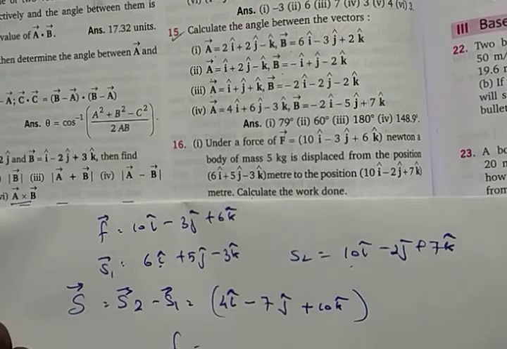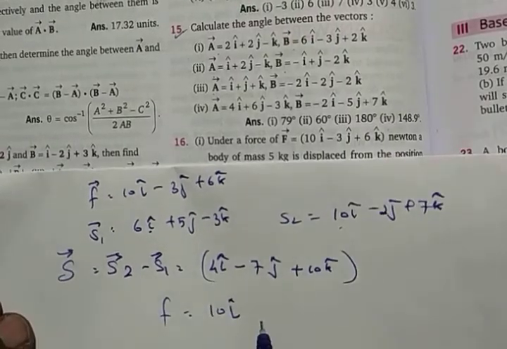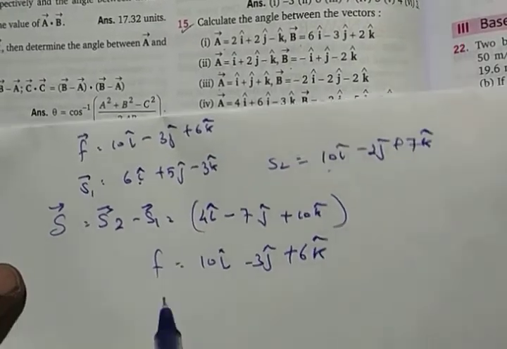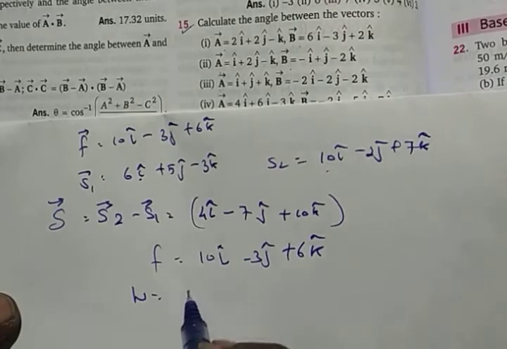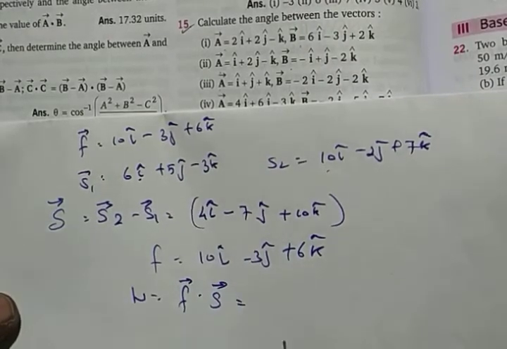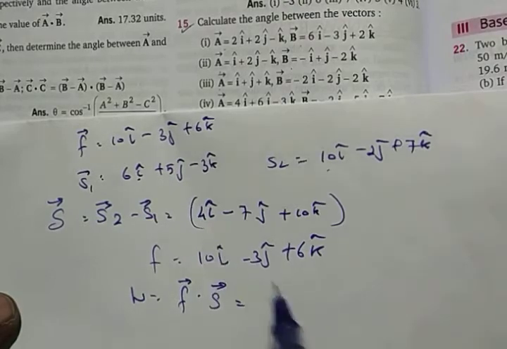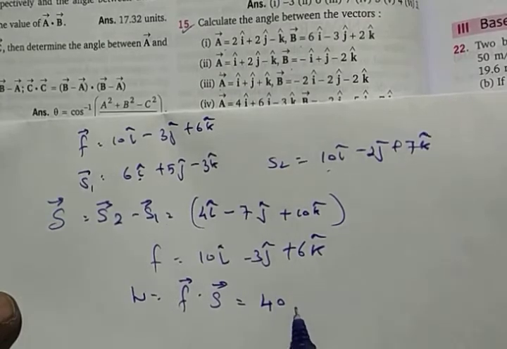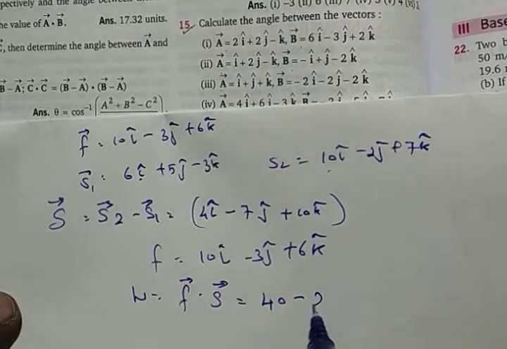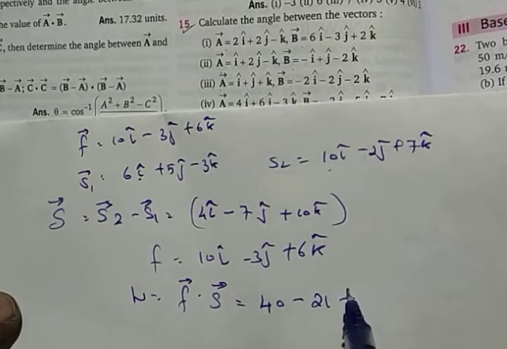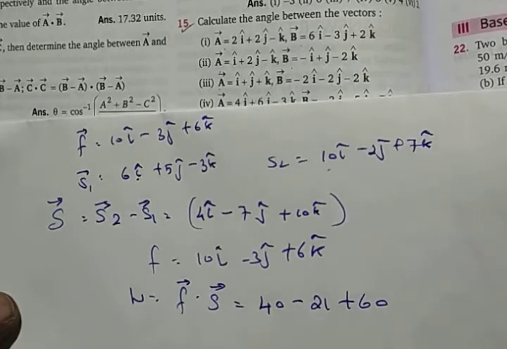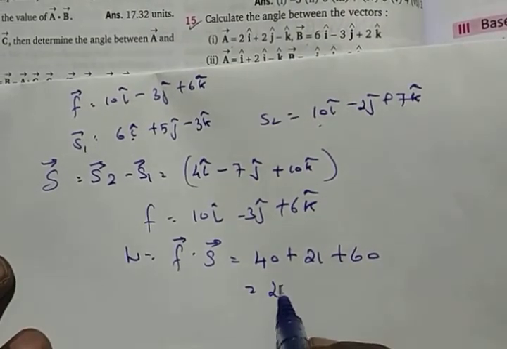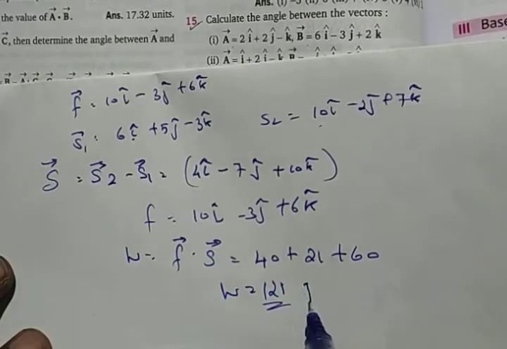And the force we already know is 10 i cap minus 3 j cap plus 6 k cap. The work done is equal to force into distance, so you need to find the dot product of these two. 4 and 10 is equal to 40. These two you add here, that's going to be minus 21. And here it is going to be plus 60. It's not minus, it is plus here because minus and minus. So what do you get here? It's going to be equal to 121, the work done in joules.